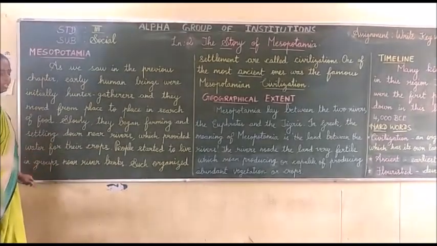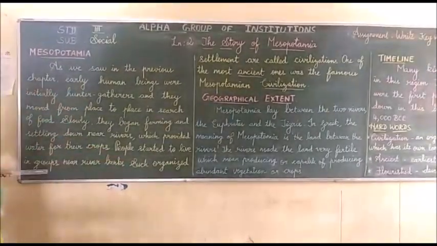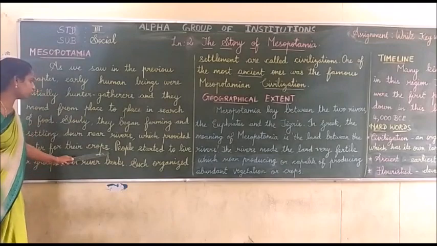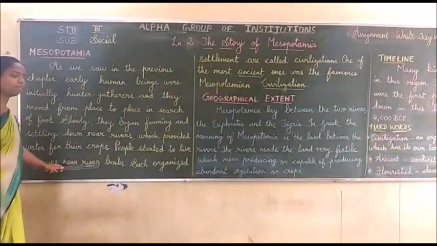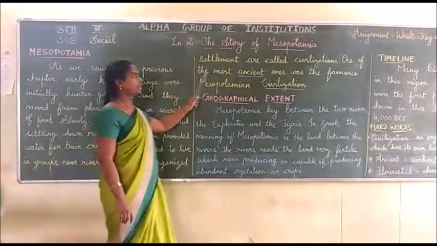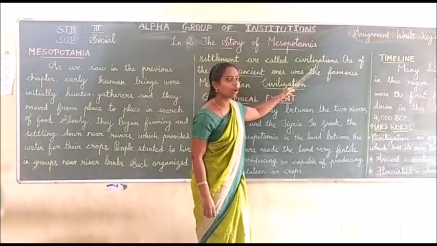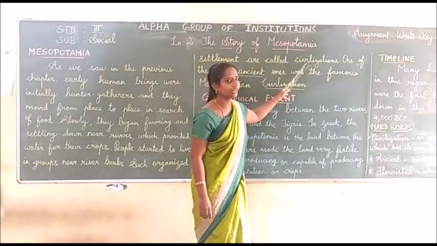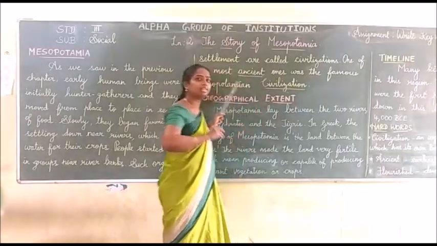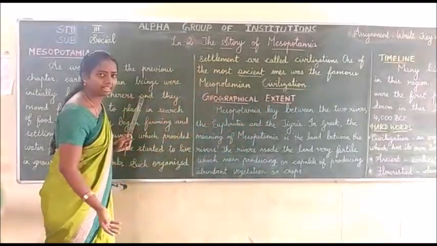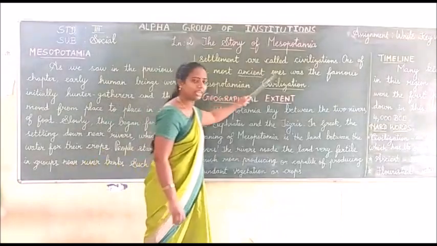They took water from the river, and then people started to live in groups near the river bank. So for providing water to the crops, they started to live in groups near river banks. Such organized settlements are called civilizations. This much we saw about early human beings. They were hunter-gatherers, they searched for food by moving from one place to another, and they settled down near rivers. And these settlements are called civilization.